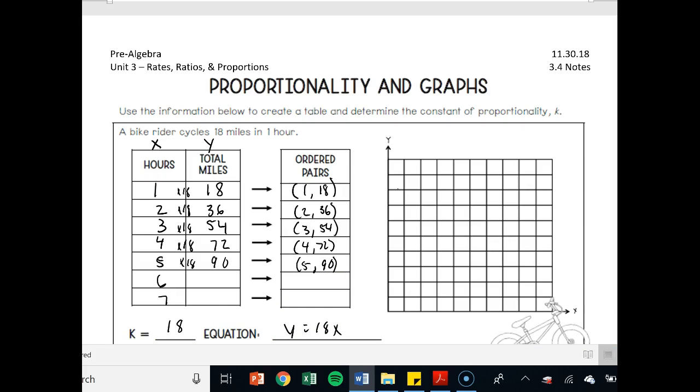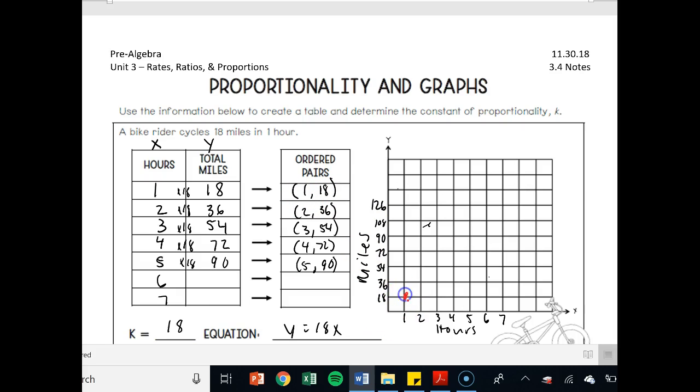So when we're creating our axes, our x-axis, our horizontal axis, is going to be in hours, right? And each one's going to represent an hour. So 1, 2, 3, 4, 5, 6, 7. And our y-axis is going to be in miles, so you kind of write that sideways. And we know that it's going to go up by 18. So 18, 36, 54, 72, 90, 108, and 126.